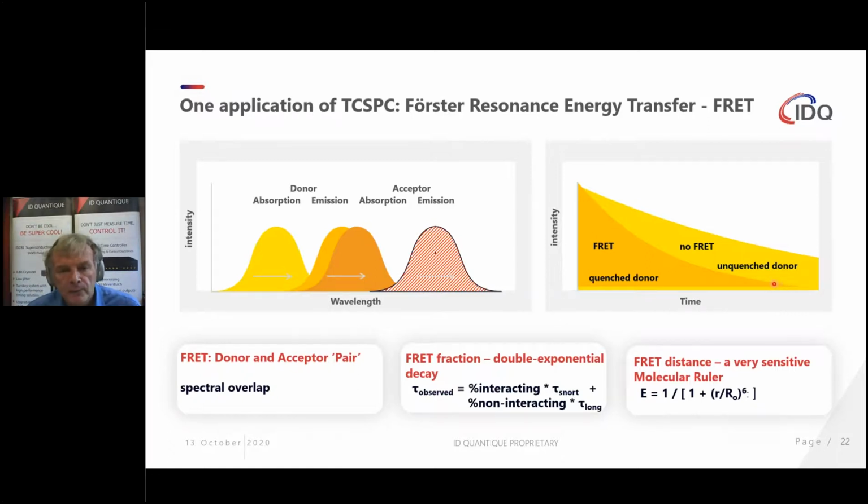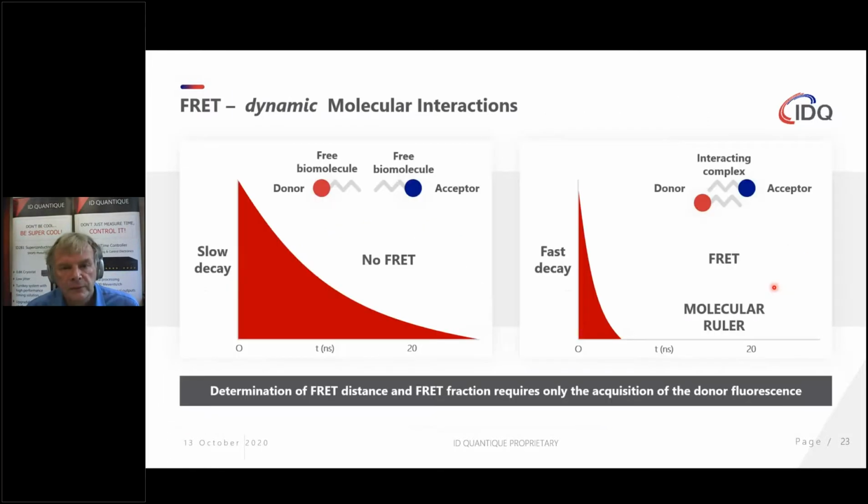On the next slide, I'm giving you another view of how FRET works. Again, FRET measures dynamic molecular interactions. If you have no FRET, you have a very slow decay. If you have fast FRET, you have a very rapid decay and a much lower intensity. You can also see that from the left compared to the right, either the donor is a free molecule or it can form a complex with an acceptor.